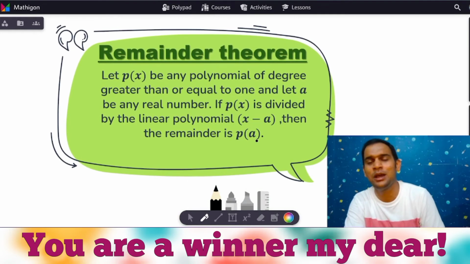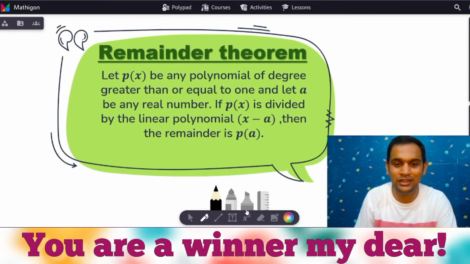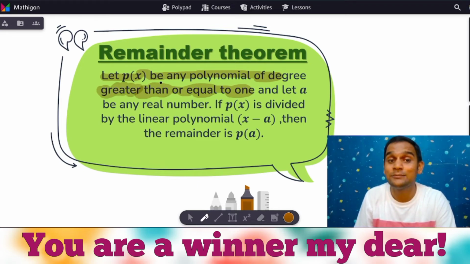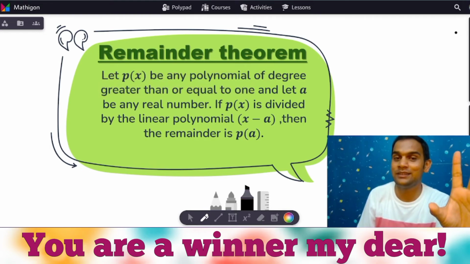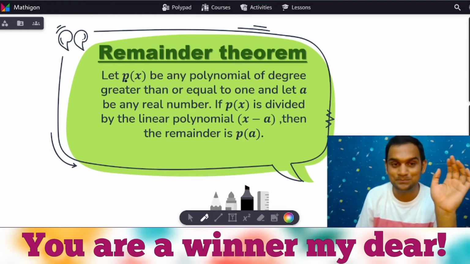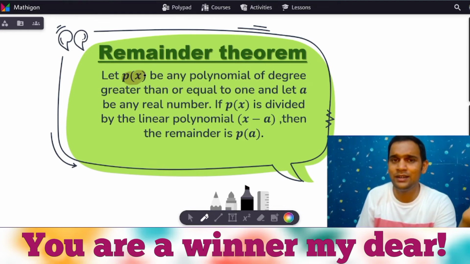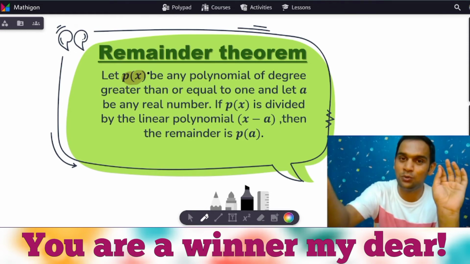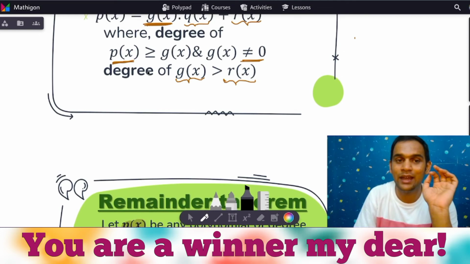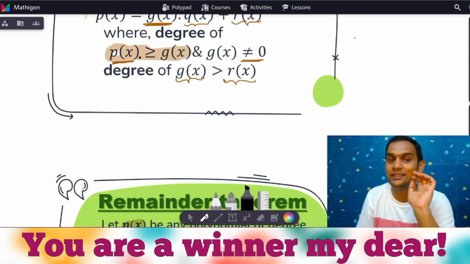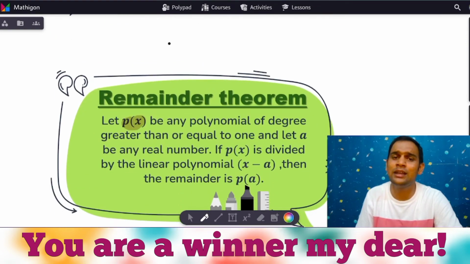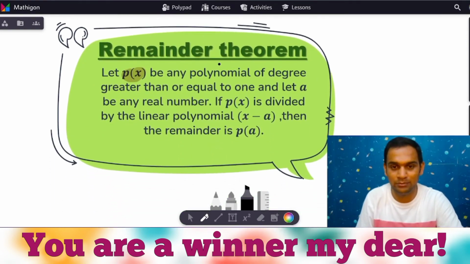So let's get on to the definition of remainder theorem. The definition says, let P of x be a polynomial of degree greater than or equal to 1. Yes, it can be a linear polynomial as well. Why? Because we have the divisor with a degree 1. That is why it is saying the dividend P of x is the dividend. So dividend has a degree of greater than or equal to 1, because remainder theorem, what did we study? That the degree of P of x is always greater than or equal to G of x. So obviously the dividend can be a linear polynomial or greater polynomial than that.